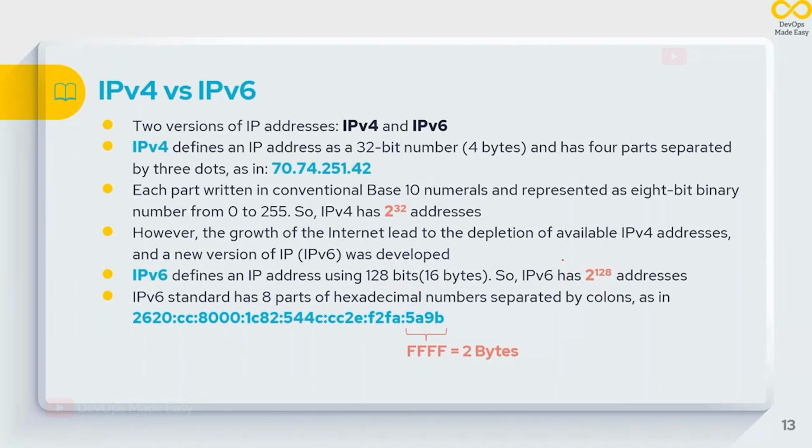And it is now broken into 8 parts. So this is IPv6, and each part is represented with 16 bits or 2 bytes, which starts from 0000 and goes up to FFFF. So this is the hexadecimal system, right? The other one is the decimal system. Understood? So 2 power 128 is practically very large.